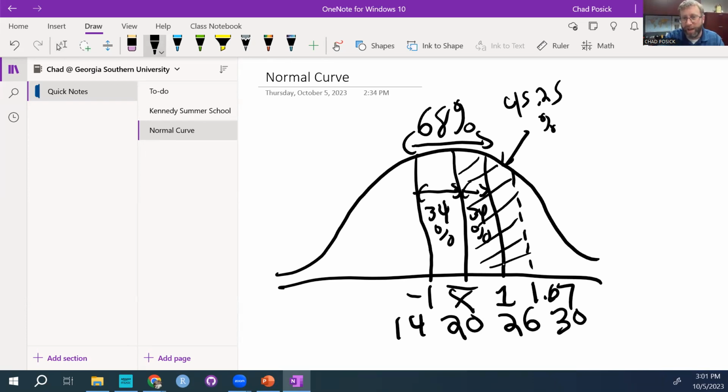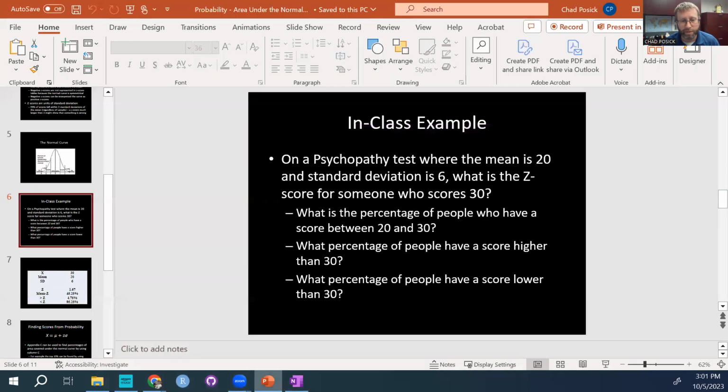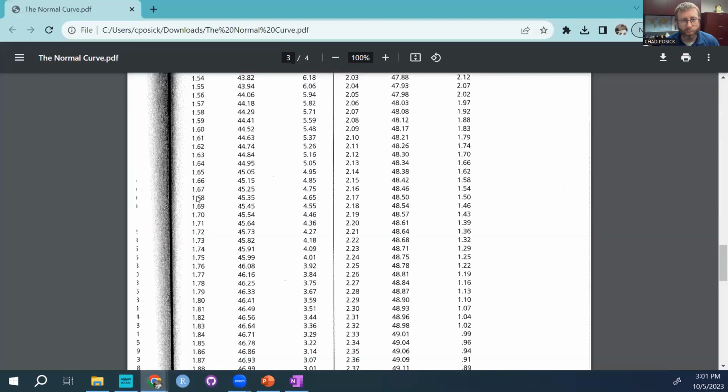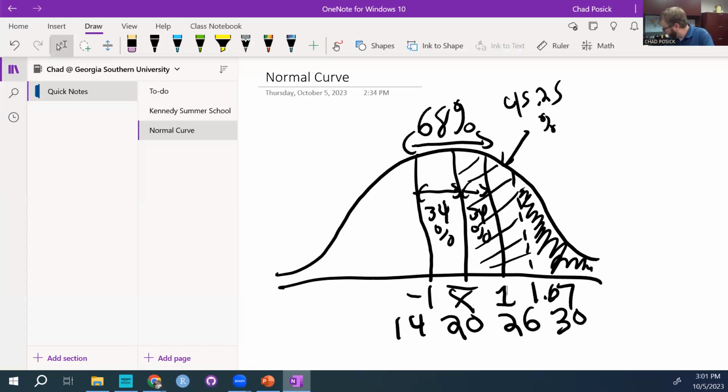So how many people now are in this spot above the mean? And we can actually do that quite easily. We can go back to here. 1.67, 4.75% of people scored. So fewer than 5% of people scored higher than 30 on the psychopathy test. So yeah, 4.75 is here.